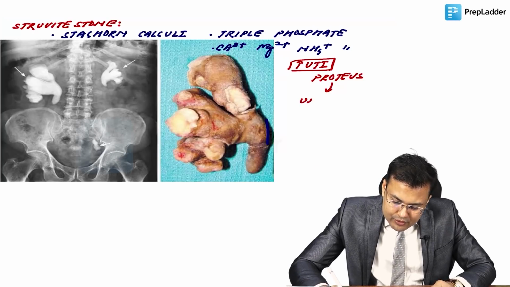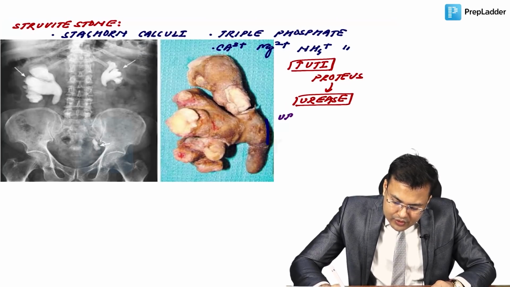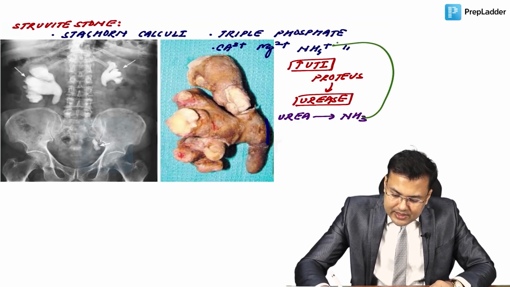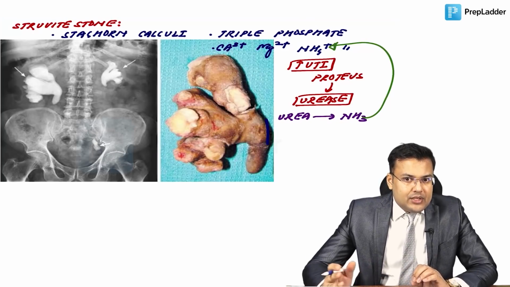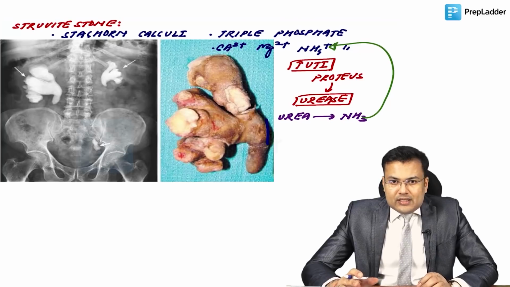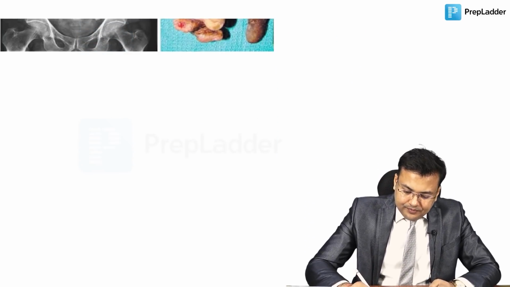This Proteus produces urease, and this urease converts urea into ammonia. Clear? And this ammonia is precipitated with calcium, magnesium and phosphate. So there is formation of what? Struvite stone or staghorn calculi. Right? Now see the simple anatomy.